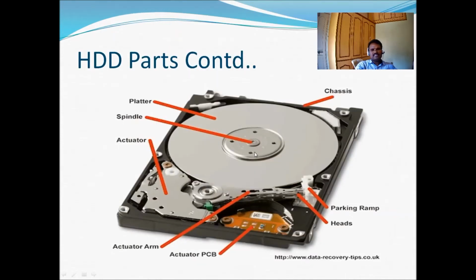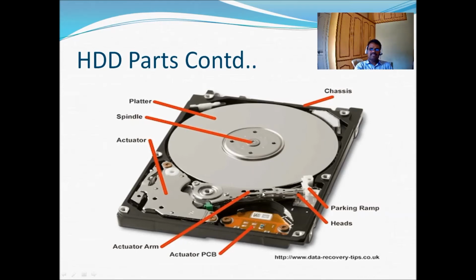So here we can see the inside parts of the hard disk drive. This is the platter, round shape, one platter. This is the spindle which spins these platters, and this is the actuator which helps in moving the read write head back and forth, from the center of the spindle to the edge of the spindle.